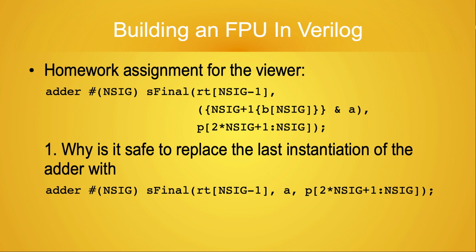That is, the first statement creates a mask from the most significant bit of the input value B and creates the final partial product by ANDing the input value A with that mask. The second statement doesn't bother to create the mask and simply passes in the value A without any additional processing. In this context, why do these two statements give the same result?